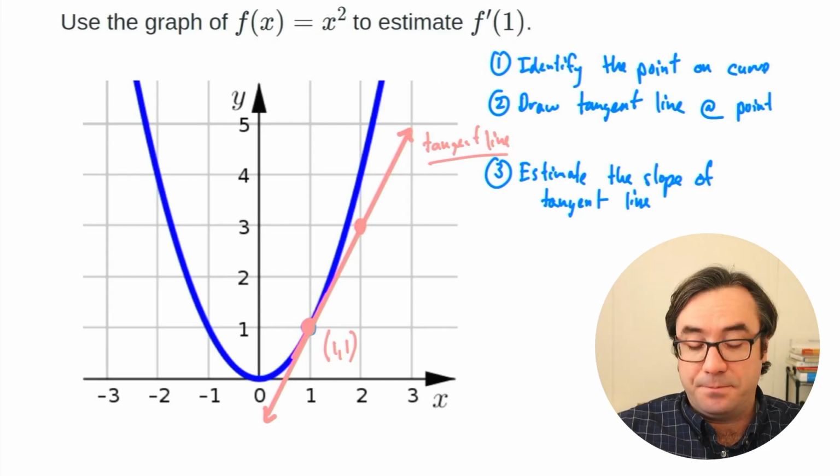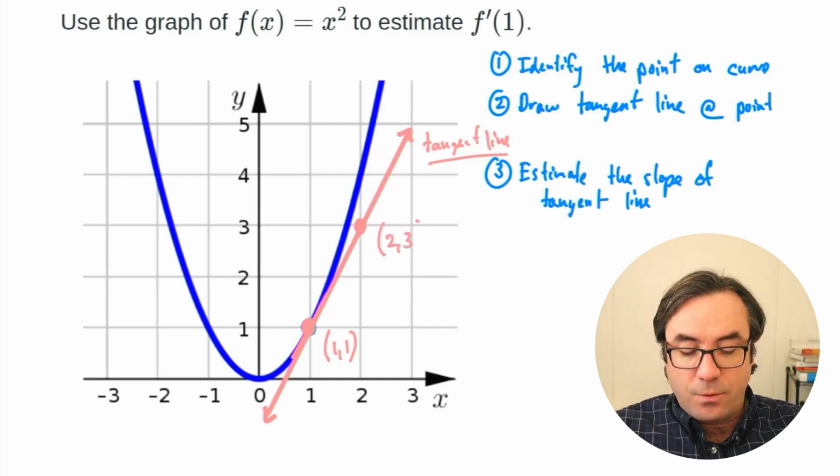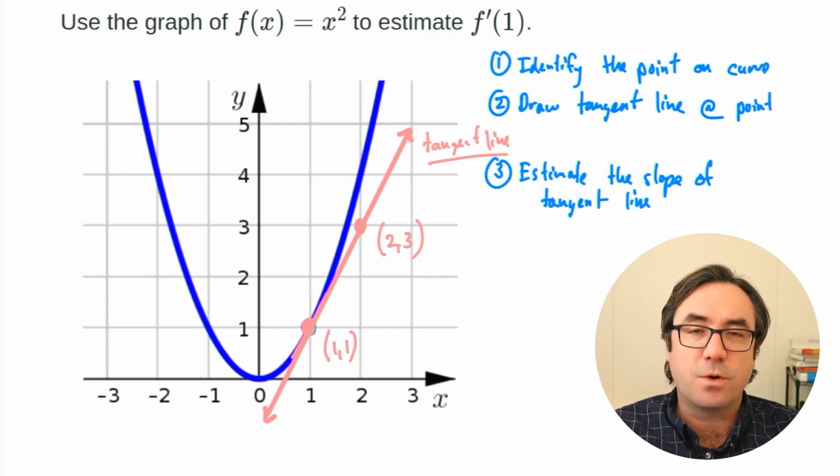So what are the coordinates for that point? Well, the x-coordinate is 2 and the y-coordinate is 3. So that point has coordinates (2, 3).